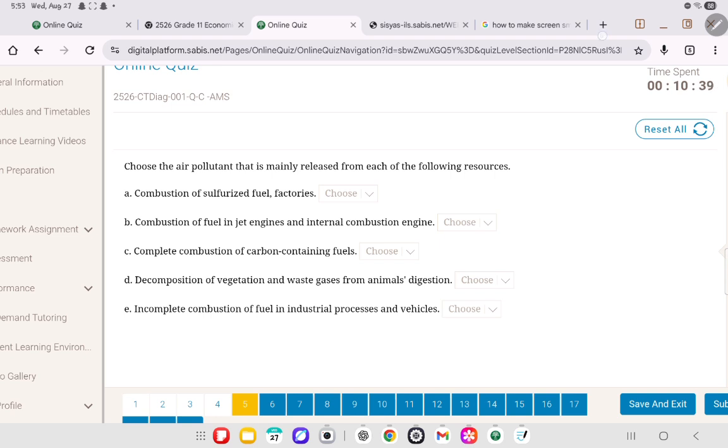So here you have to pay attention to the keywords. We have sulfurized fuel, so for sure it's going to be sulfur dioxide. Now, for example, let's say I don't know what this is. I'm going to leave it for the end. In this case, I don't know what it is. I'm going to leave it for the end, right?